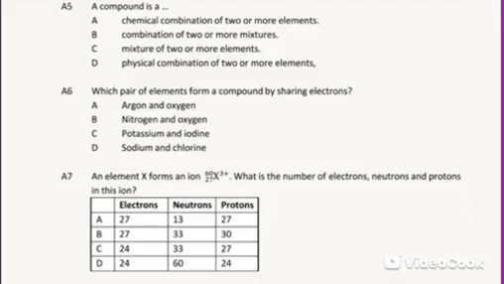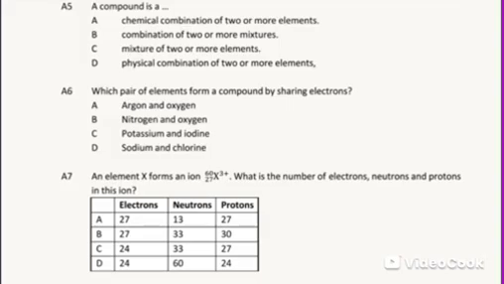We move to question 5. A compound is a dash. A. Chemical combination of two or more elements. B. Combination of two or more mixtures. C. Mixture of two or more elements. D. Physical combination of two or more elements. So the answer here is A. A compound is formed when two or more elements are chemically combined. So the answer is A.